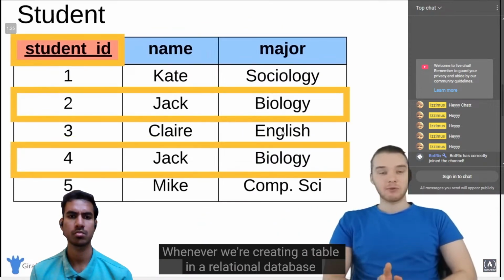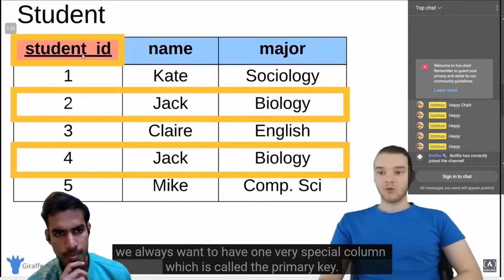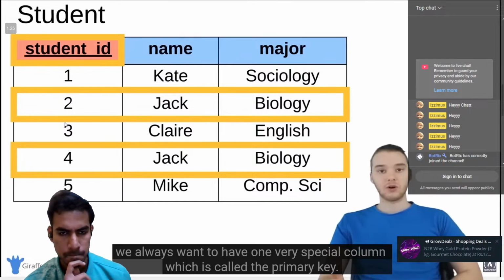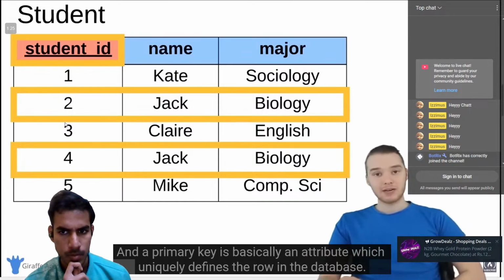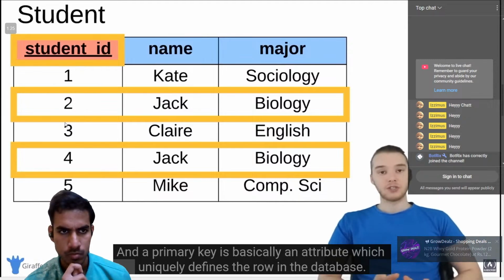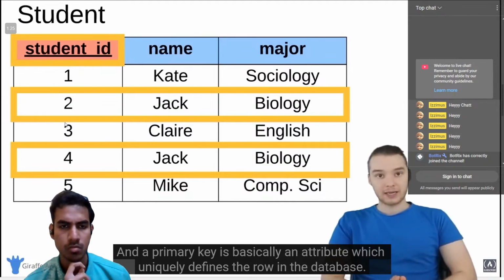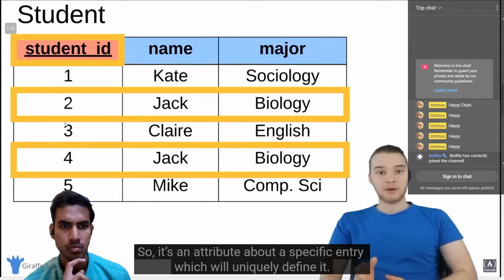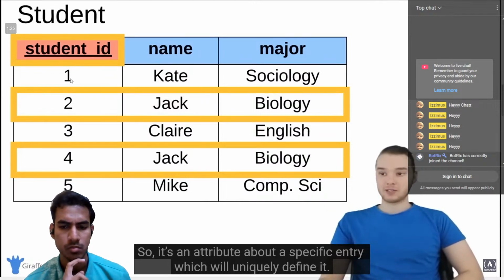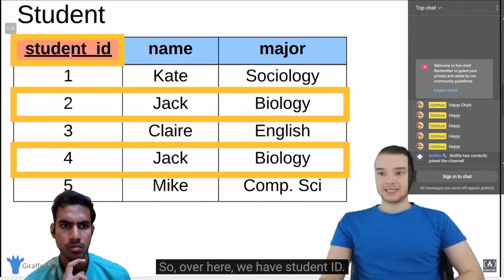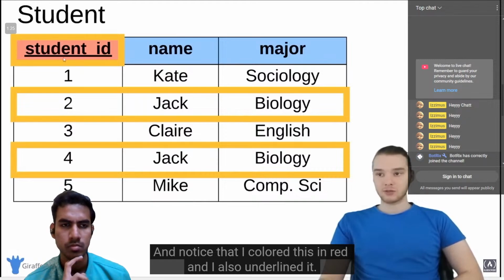Whenever we're creating a table in a relational database, we always want to have one very special column, which is called the primary key. A primary key is basically an attribute which uniquely defines the row in the database. It's an attribute about a specific entry which will uniquely define it. Over here, we have student ID, and you'll notice that I colored this in red and I also underlined it.